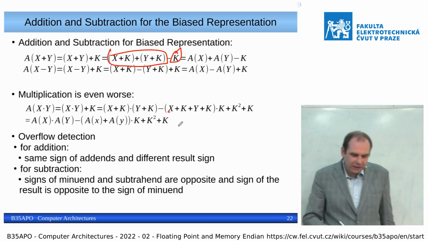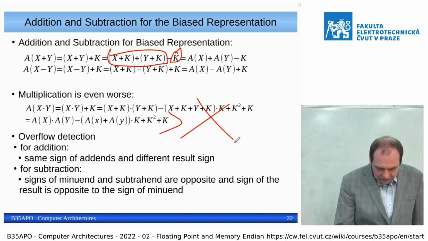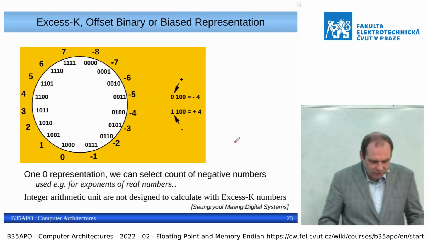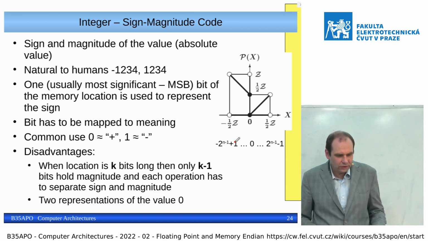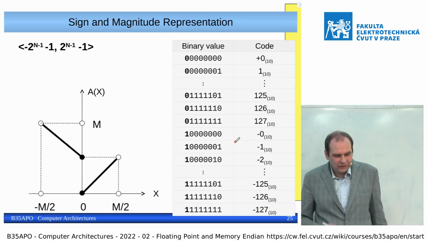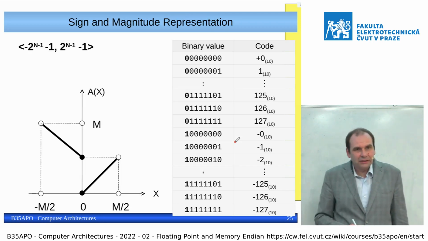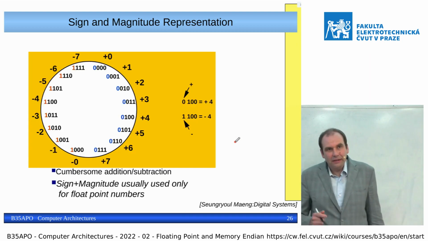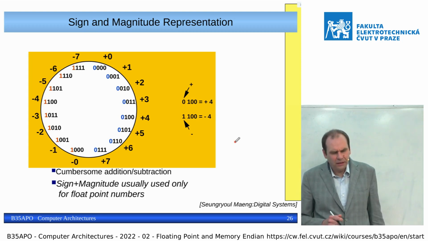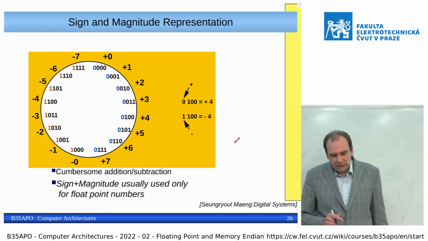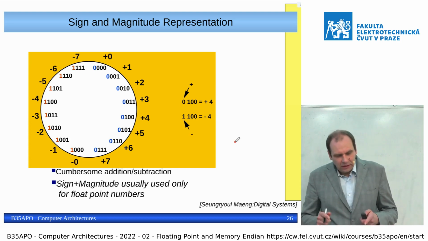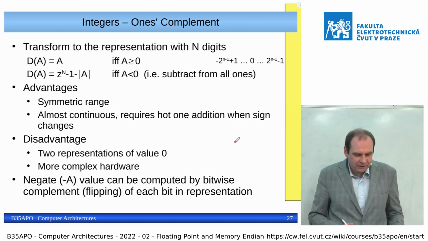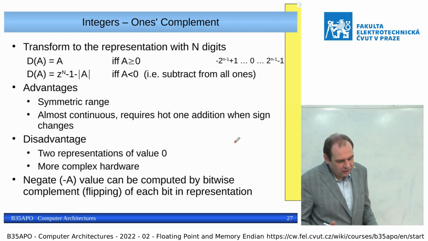And multiplication is quite complex. This is not for the exam, basically. But it is easy to count it, but the corrections are nonsense and it is not used. We can have sign and magnitude. This representation is not useful too much for the computation. But today we will look at the real numbers, and in those real numbers we separate the mantissa, exponent and sign. So even this representation has some reasons to exist.